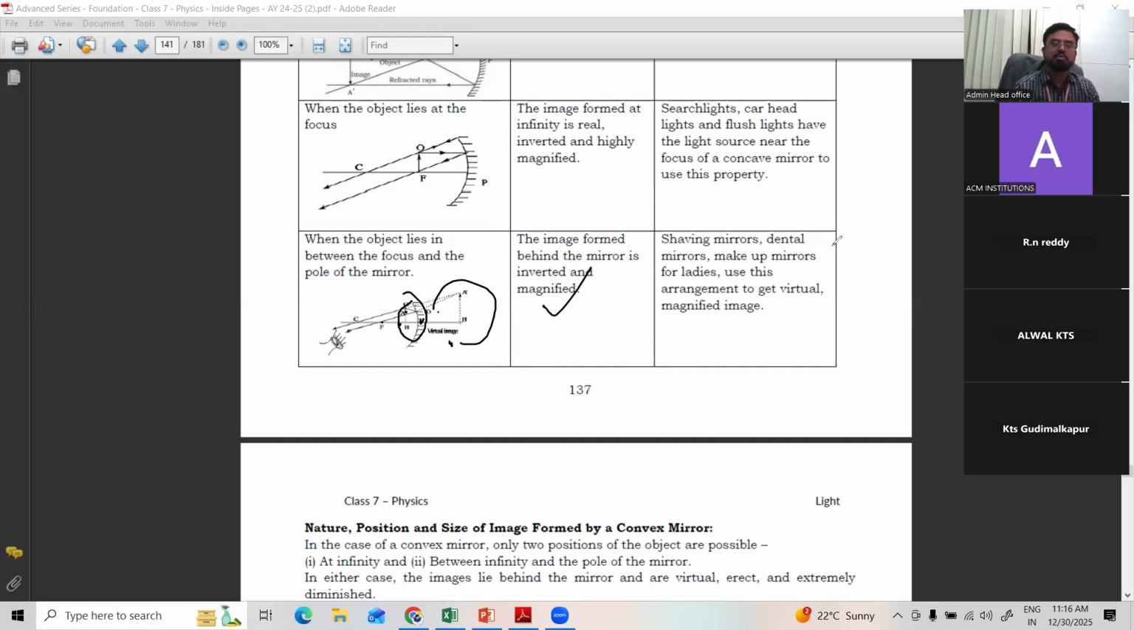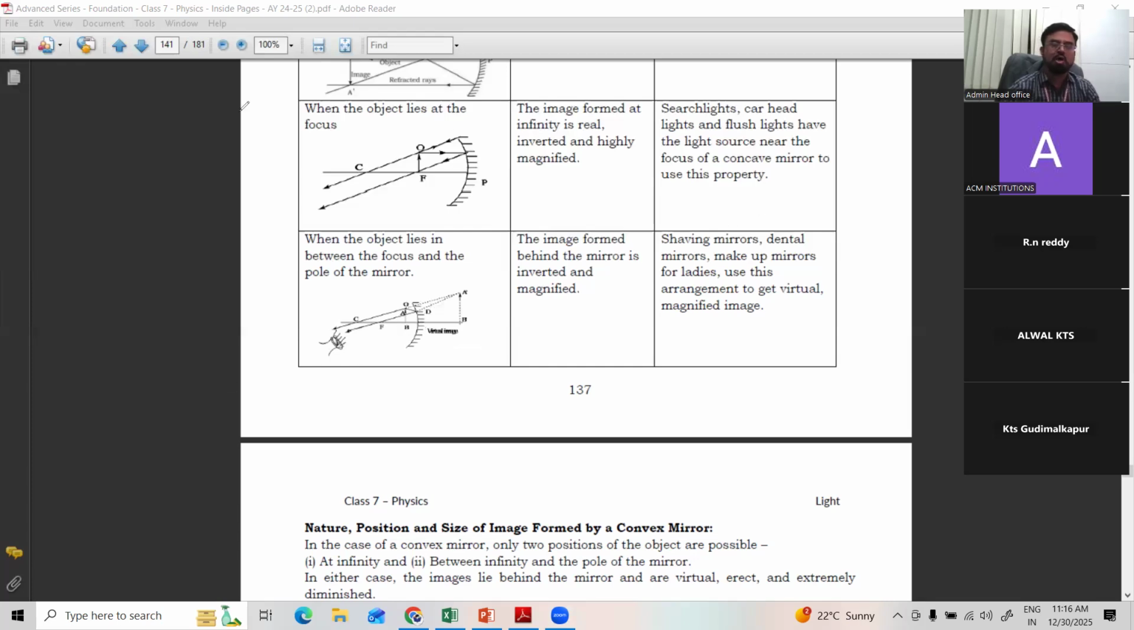Shaving mirrors, dental mirrors, and makeup mirrors for ladies use this arrangement to get the virtual and magnified image. By seeing that, you can get a close magnified image. Right. So these are the various positions when you place the object.